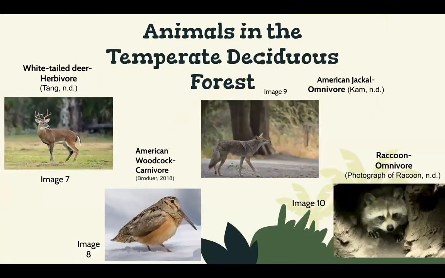Some animals that are in the temperate deciduous forest include a white-tailed deer, which is a herbivore, meaning it eats plants, an American woodcock, a carnivore, so it eats meat, an American jackal, which is also known as a coyote, and it's what you hear howling at night. It's an omnivore, so it eats both plants and animals, and then you have a raccoon, which is an omnivore.